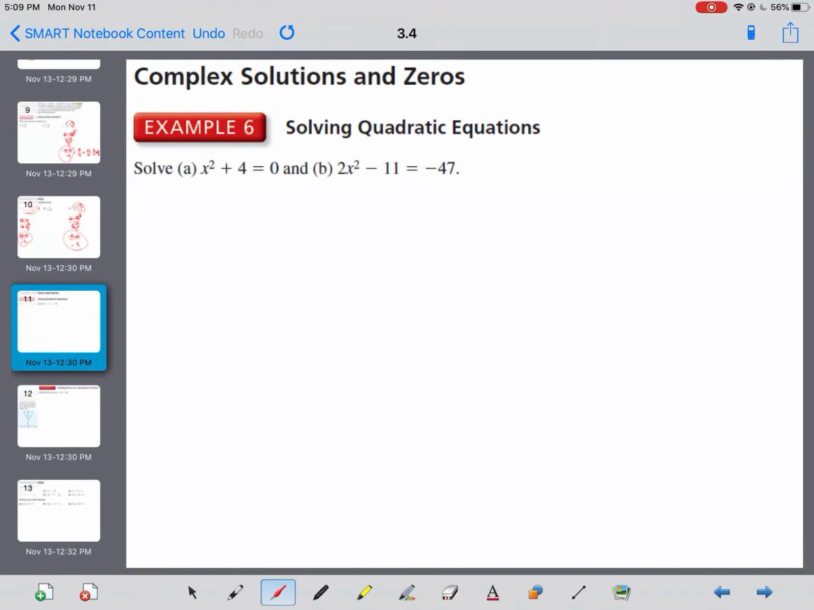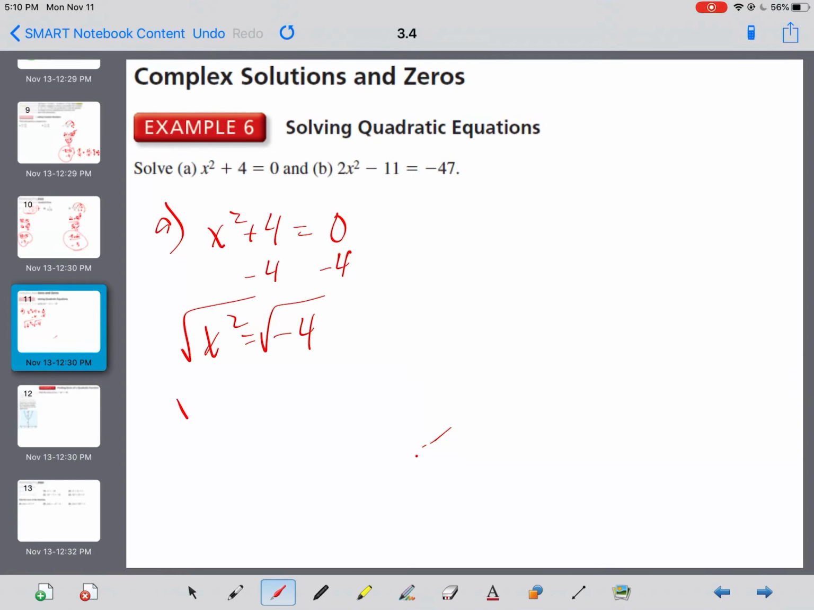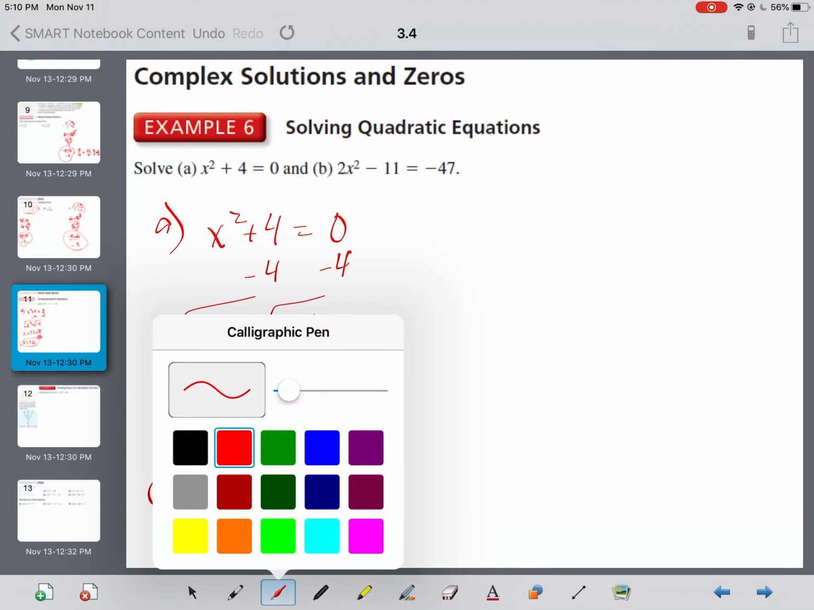Complex solutions and zeros, solving quadratic equations. So now we don't have no solution anymore. Now we have i to help us out. So let's look at A. x squared plus 4 equals 0. Well, I don't have a linear term, so I'm going to do it algebraically. Subtract 4 from both sides. x squared equals negative 4. Normally, if I tried to do the square root, I'd be like, oh, I got to stop. Can't square root a negative. But now that we have the complex idea, we know we can. This is going to be x equals plus or minus i square root of 4. Square root of 4, 2. So x equals plus or minus 2i. That's what we're looking for there.